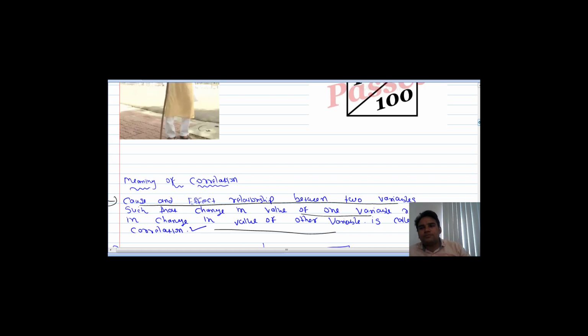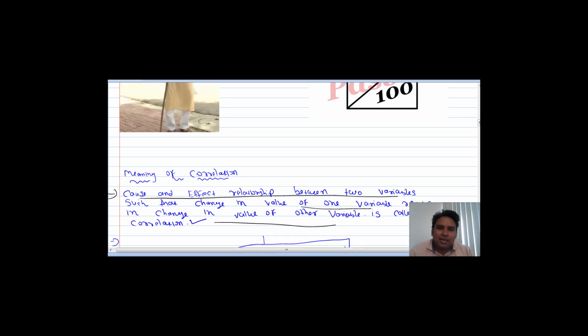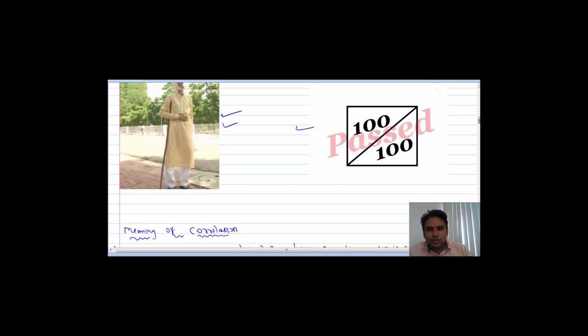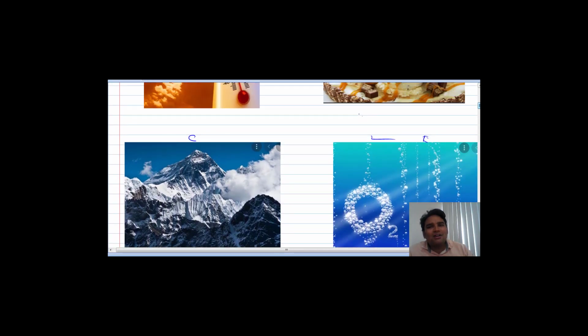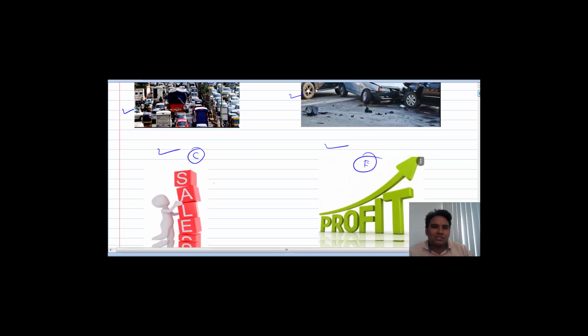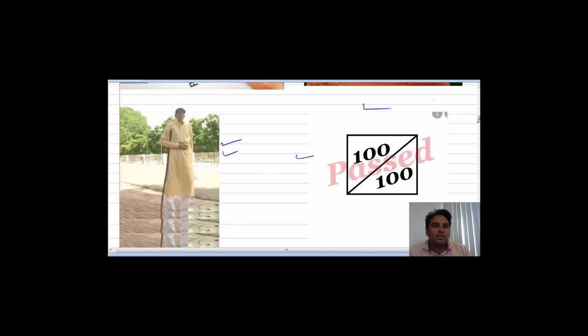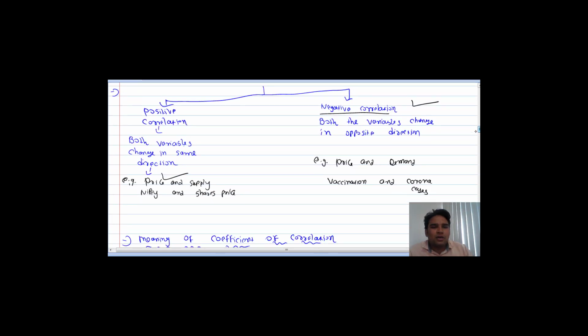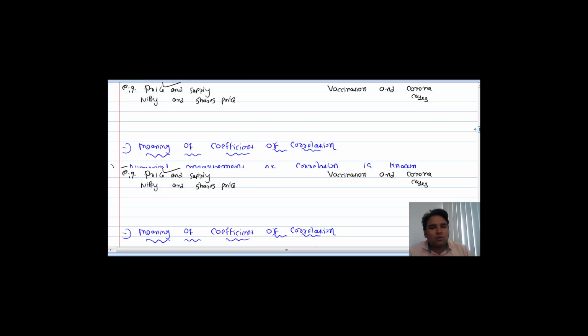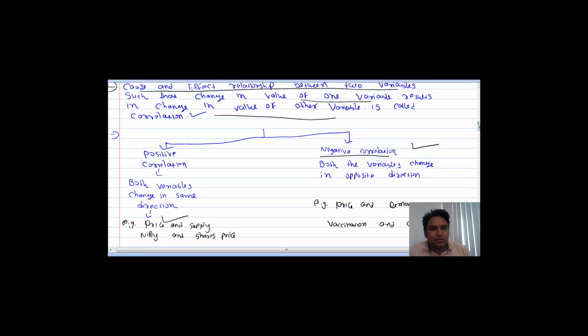Now picture अभी बाकी है मेरे दोस्त. Now there are two types of correlation. How many types of correlation? Two types. One is positive correlation and the second one is negative correlation, right?